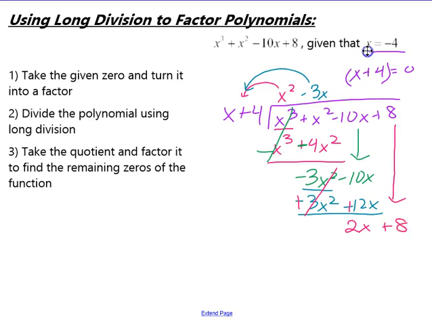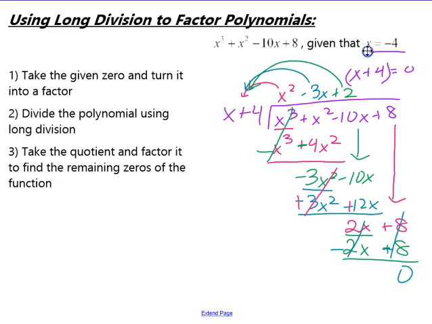And then we want to divide 2x by x, which is a positive 2. And then when we multiply, we get 2x plus 8. And then, of course, when we subtract, everything will cancel, and we have a remainder of 0.